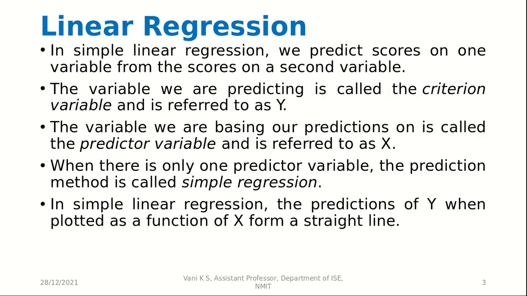Now in simple linear regression, we predict scores on one variable from the scores on a second variable. The variable we are predicting is called the criterion variable, which is also the y, and the variable we are basing our predictions on is called the predictor variable, which is x. Now when there is only one predictor variable, the prediction method is called simple regression.